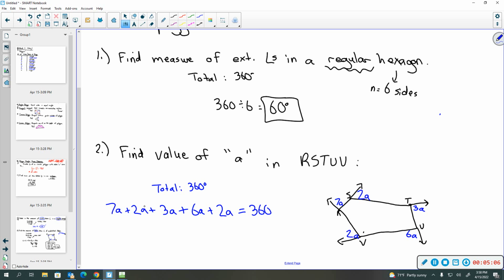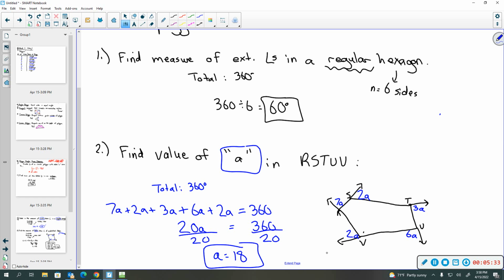Combining my like terms, anything with an A I can put together. So 7 plus 2 plus 3 plus 6 plus 2, 20 A's would be equal to my 360. But I don't want 20 A's, I just want 1 A. So I'm going to divide by 20, divide by 20. What A is equal to is 18. It only wanted the value of A, so I don't even have to plug these back in. A is 18.